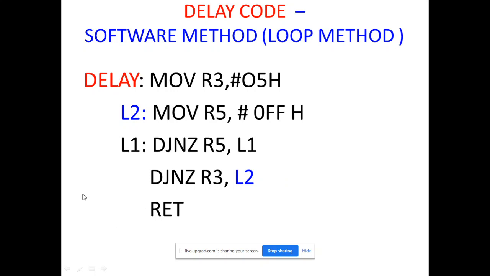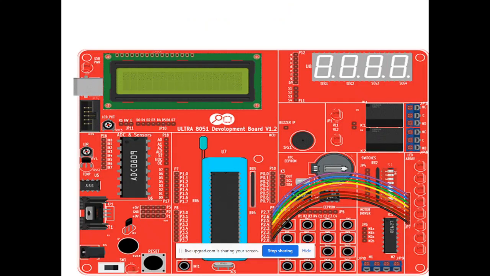And then return. This is a subroutine, meaning when you call ACALL delay, at that time the controller comes to this delay point, and when the return instruction is there, at that time it goes back to the main program. In this fashion we are writing the delay program.